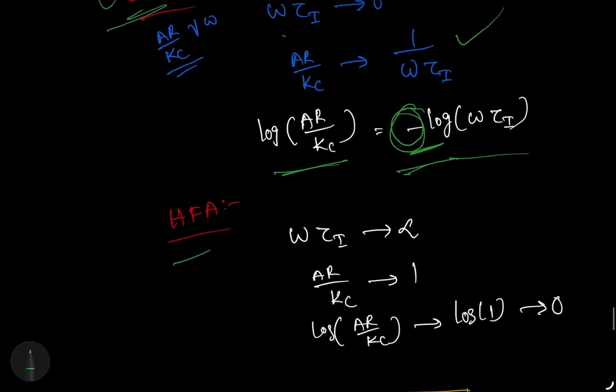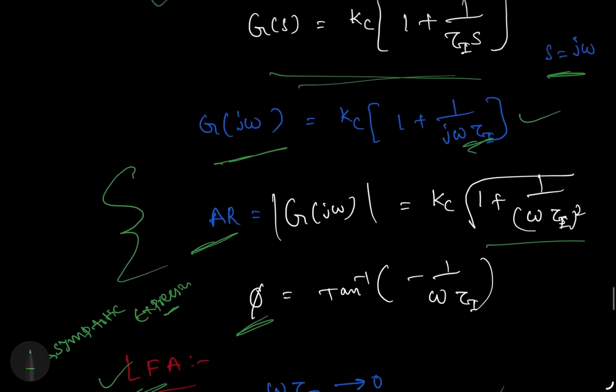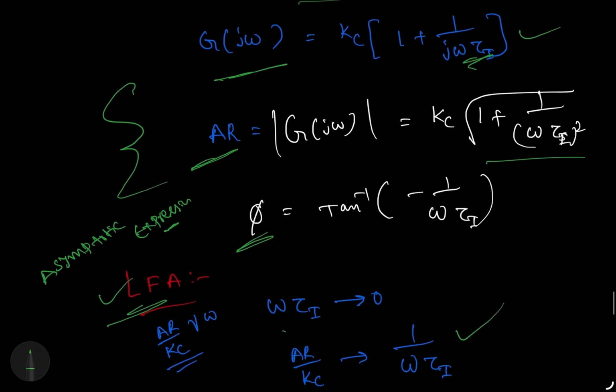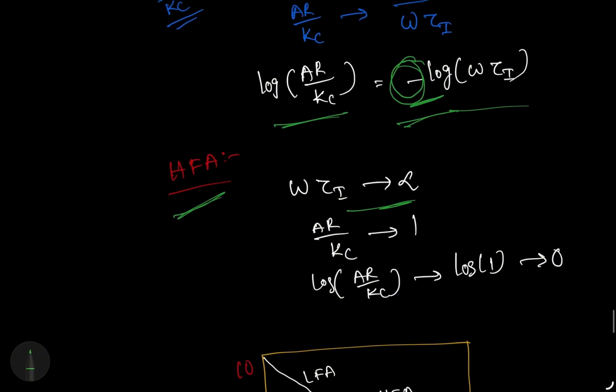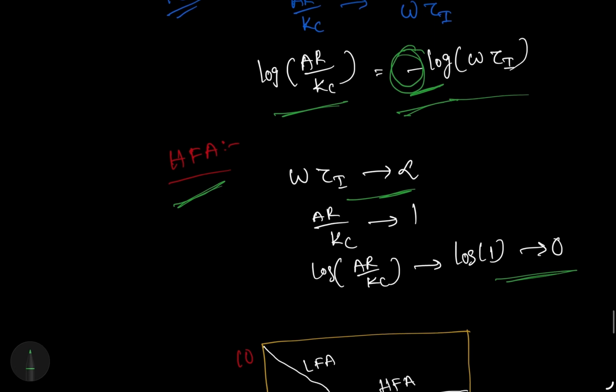Let us discuss the high frequency asymptote. When omega tends to infinity, the term 1 by omega tau I becomes very small. Substituting into the formula, the amplitude ratio approaches Kc. So the high frequency asymptote is a constant with zero slope.